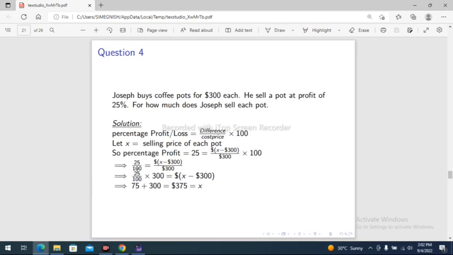So this is 75. Then taking this to the left side, you have positive, because of this minus. Then this is X, which is the value of the selling price of each pot.